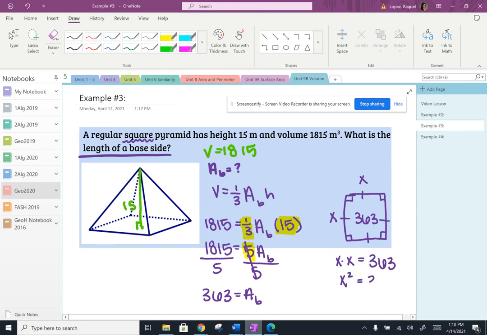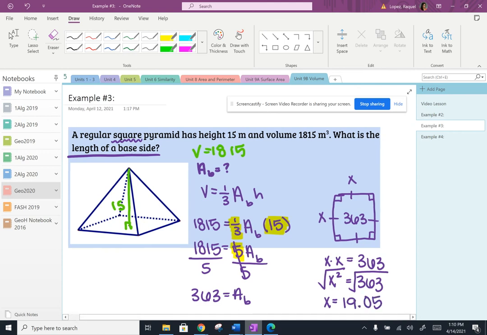So I really have x squared equals 363, which means to figure out what x is, I need to take the square root. And the square root of 363 is 19.05. So 19.05 is the length of one of the sides.